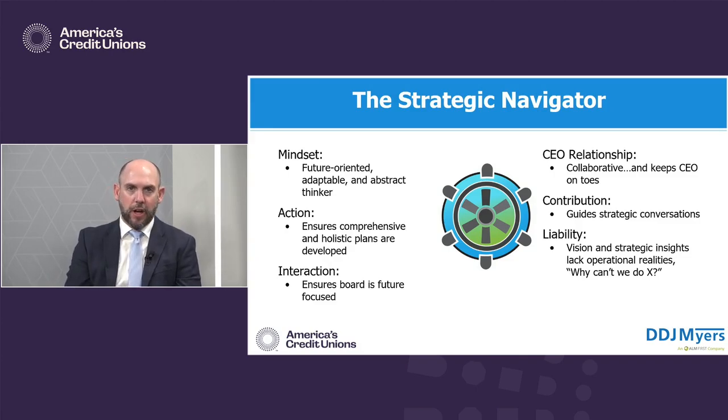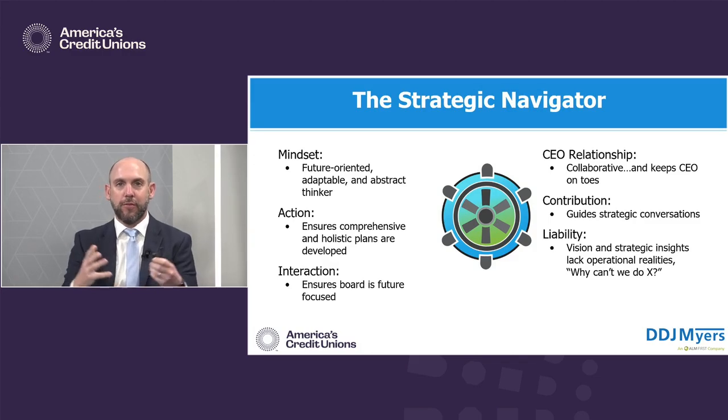So the liability side of it is, great as a strategic navigator sounds, they might be so futuristic that we might miss some details. They might be pushing for that vision, but lack operational realities. Why can't we do X? We've got this extra capital, we can do these things. Well, because of so many reasons, it's just not feasible, or this vision may not be based in reality.